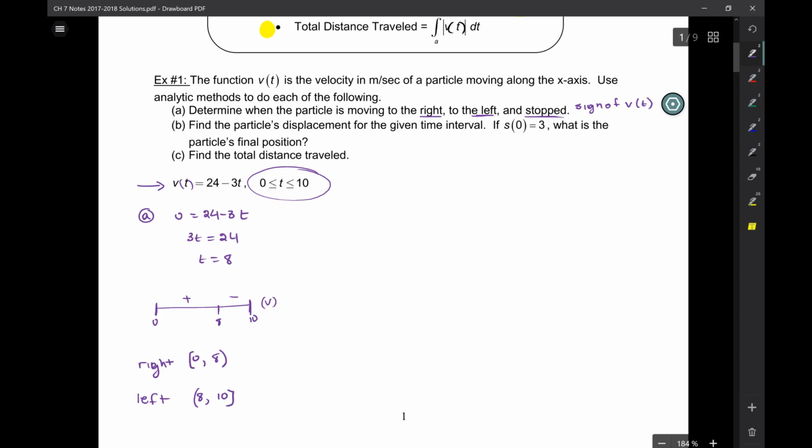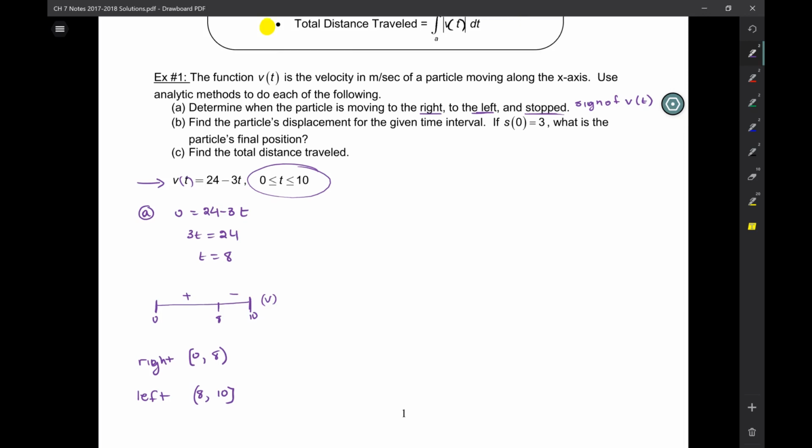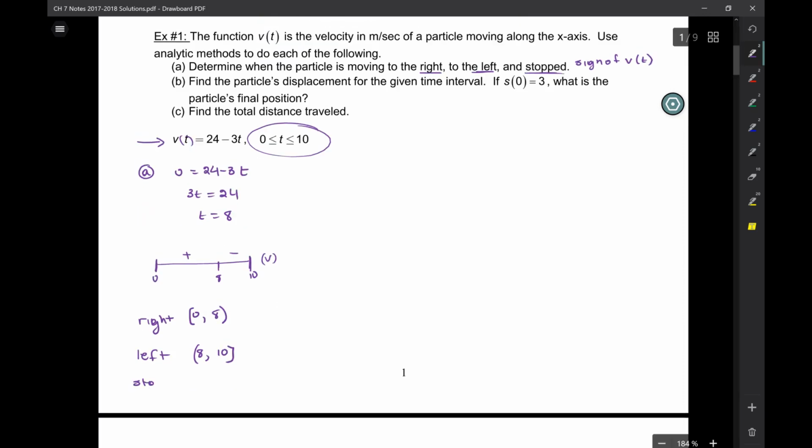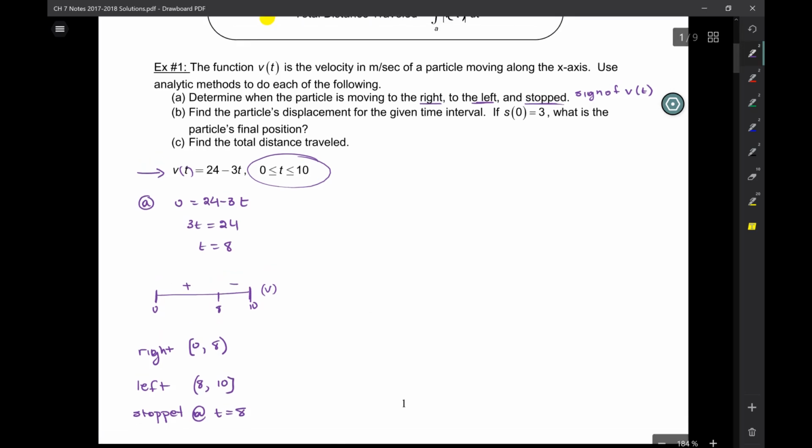Okay, hang on. At t equals 8, how much is the velocity? 0. So it stopped at t equals 8. Okay? That's how you know. So at t equals 8, velocity is 0. It's neither moving to the left nor the right. Okay. Part B.